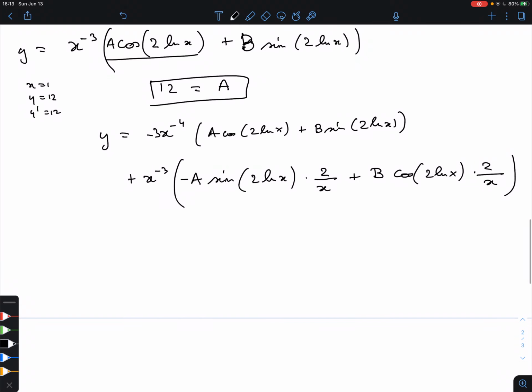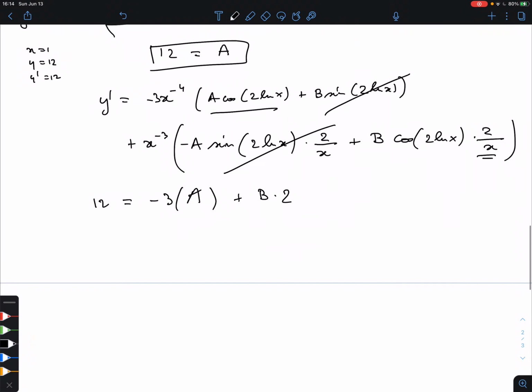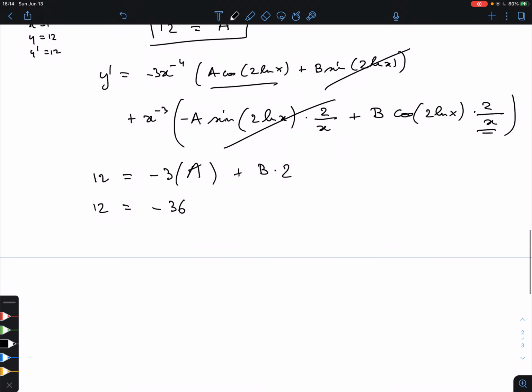Again, the sines will disappear if I plug in 1, because the ln of 1 is 0. So I'm left with 12, this is y prime, sorry, I write y, but it's y prime, of course. 12, the same value, is minus 3a, this one survives, this one is gone, but this one survives. That is plus b times, be careful, there's an extra 2 here. So 12 is equal to minus 36, because 12a was also 12, plus 2b, so we see that 2b is equal to 48, so b is equal to 24.